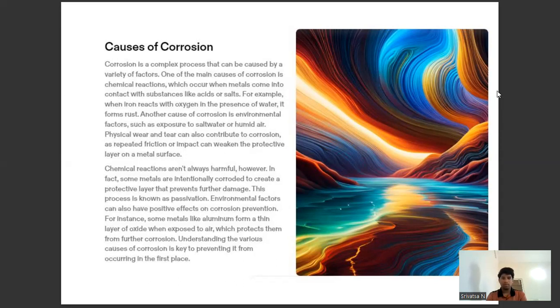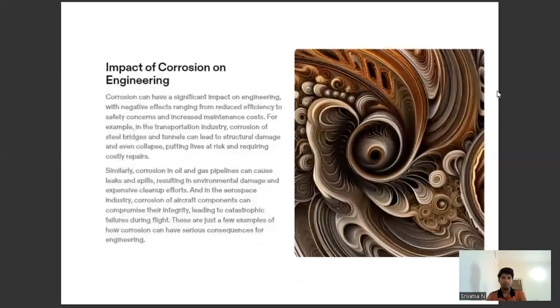Chemical reactions aren't always harmful, however. In fact, some metals are intentionally corroded to create a protective layer that prevents further damage. This process is called passivation. Environmental factors can also have positive effects on corrosion prevention. For instance, some metals like aluminum form a thin layer of oxide when exposed to the air, which protects them from further corrosion. Understanding the various causes of corrosion is the key to preventing it from occurring in the first place.